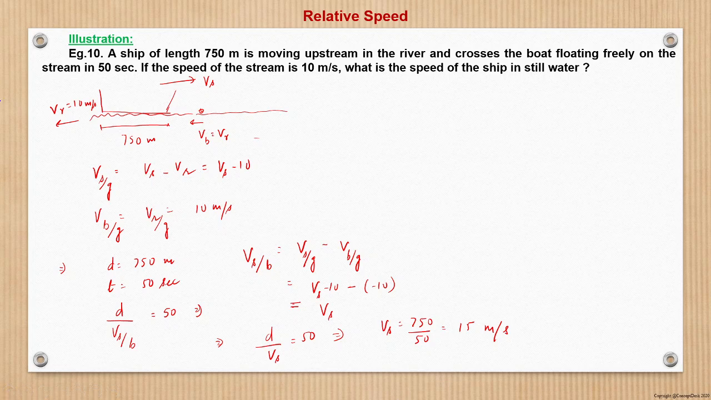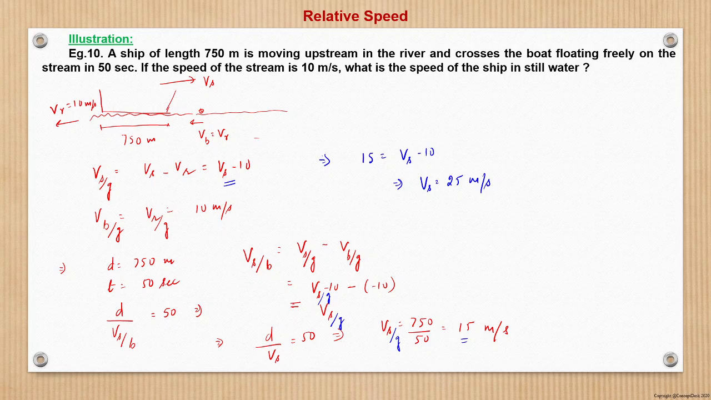So this is nothing but Vsg here, velocity of ship with respect to ground. So velocity of ship with respect to ground is 15 meter per second. So we can find Vs from here. In this equation we will put 15 is equal to Vs minus 10. So from here we get Vs is equal to 25. That is the velocity of steam in still water is 25 meter per second. Right, 25 meter per second.